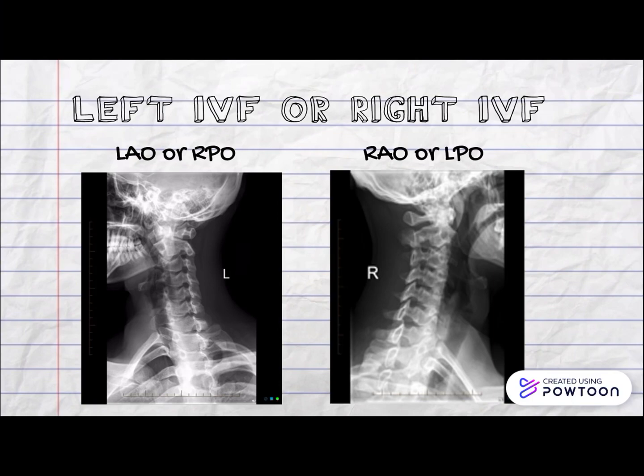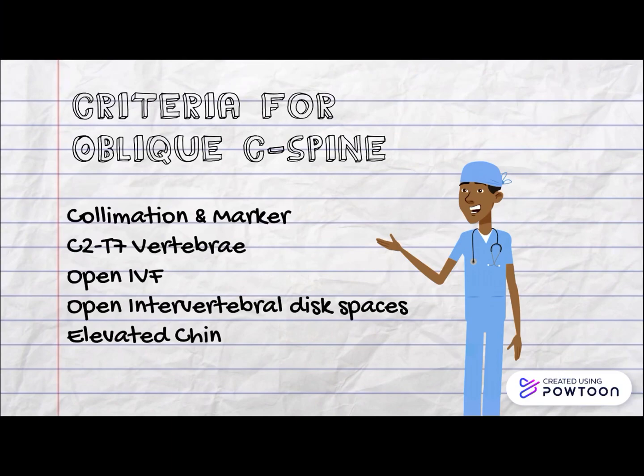Here are some criteria for oblique C-spine projections. Proper collimation and marker placement is necessary. Centering at C4 will ensure that the image includes C2 through T1 of the vertebral column. Open IVFs closest to the IR is another evaluation criteria. Open intervertebral disc spaces and elevated chin also is another evaluation criteria, making sure that it doesn't overlap any anatomy.